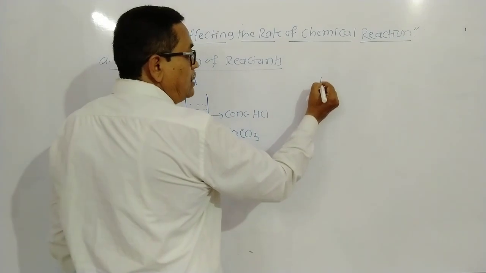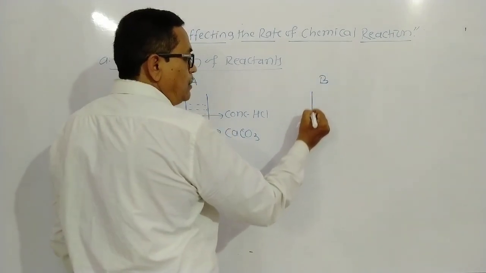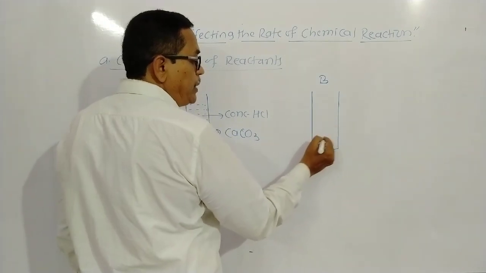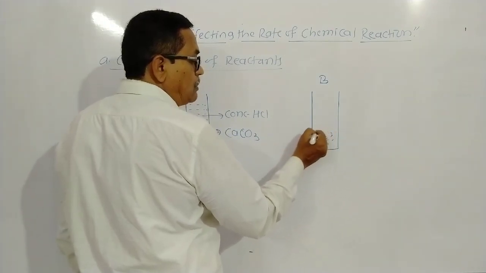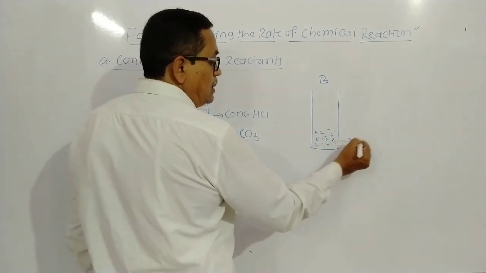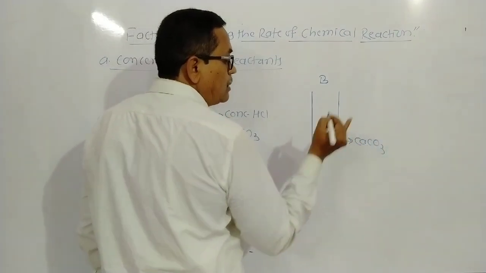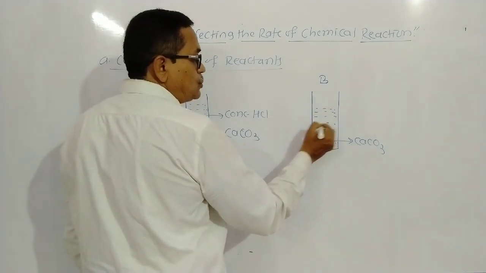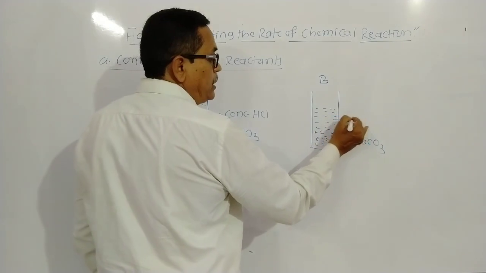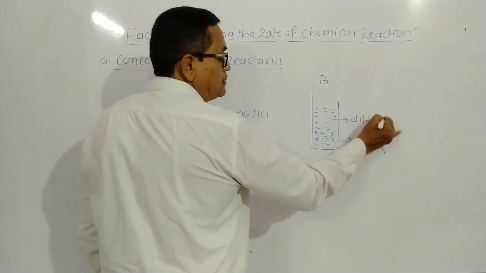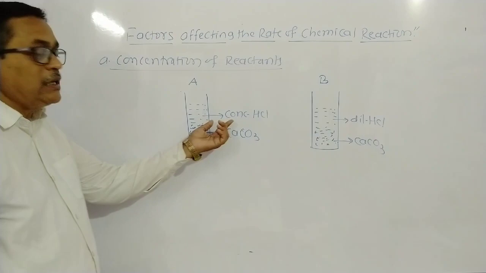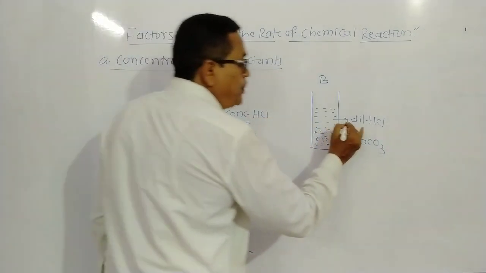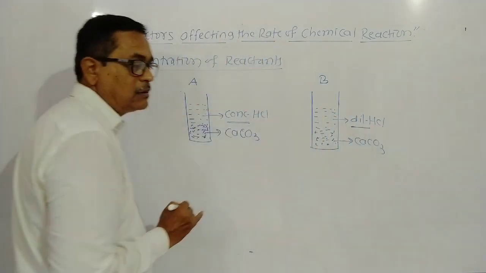In test tube B, we take a powder of calcium carbonate, CaCO3, and we take dilute HCl in this test tube. Look here, in test tube A we take concentrated HCl, and in test tube B we take dilute HCl.